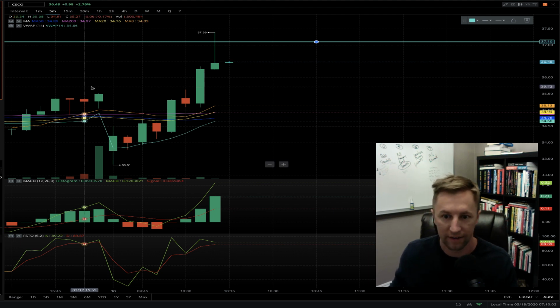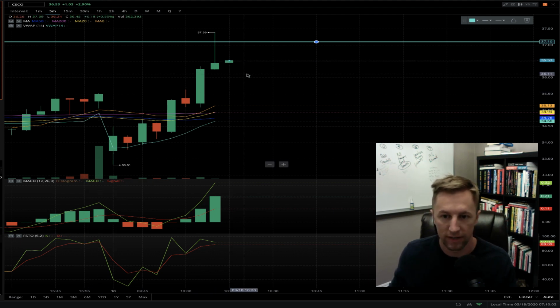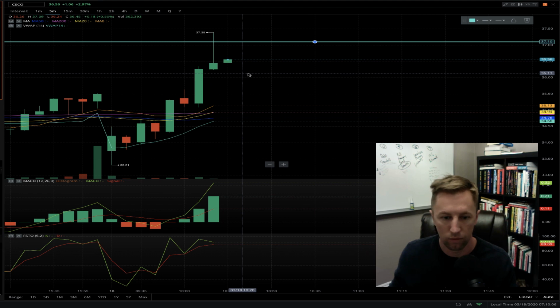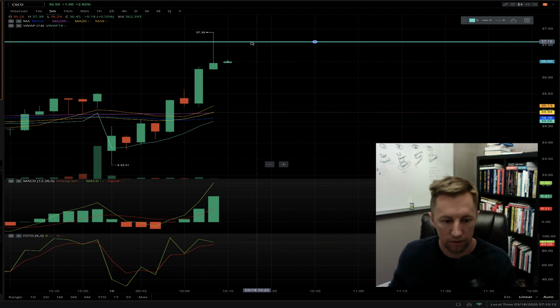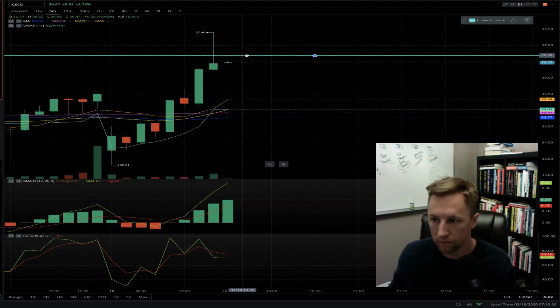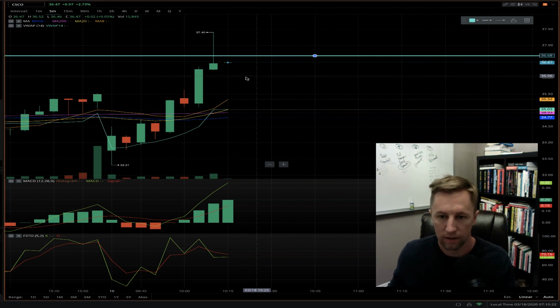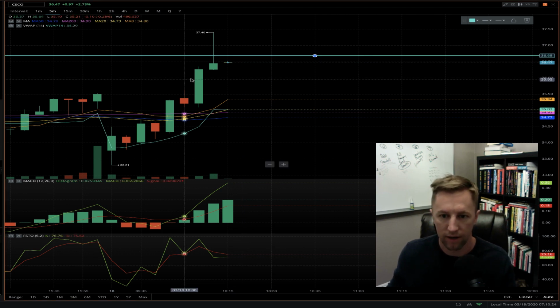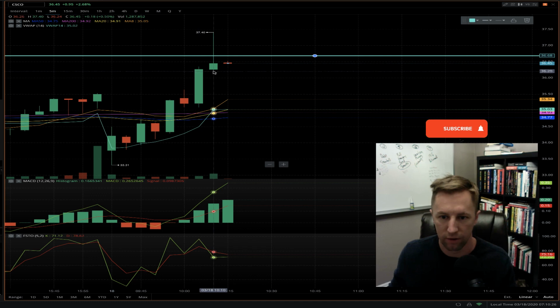Ooh, that candle that formed is not the prettiest. That is a monster wolf candle. And I scaled in another 250 shares. So that brings my average price to 36.70. So right here. Let's see if I can get above just a little bit. If not, I'm gonna probably reverse my position if it falls below this.